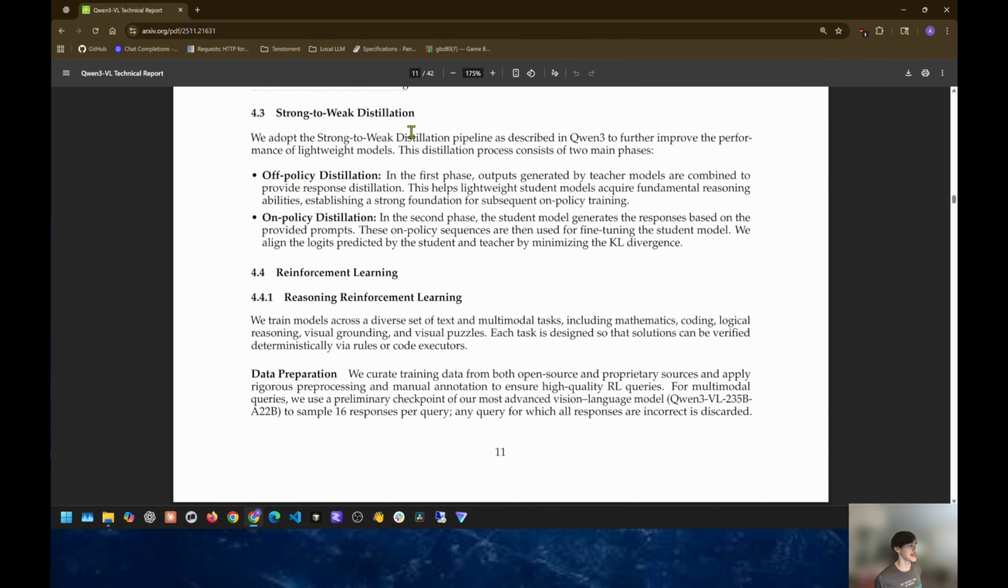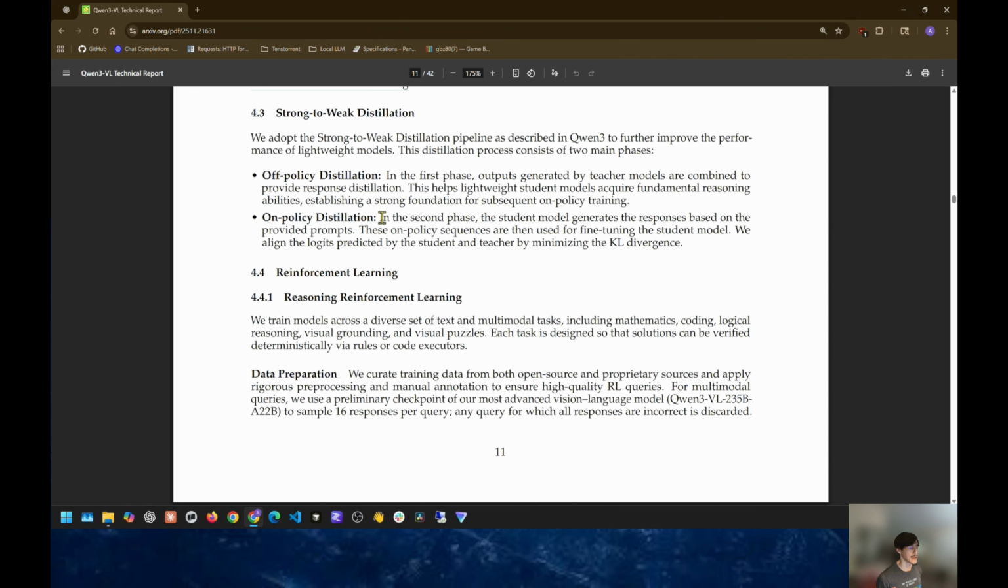Strong to weak distillation. We adopt the strong to weak distillation pipeline as described in Qwen3 to further improve the performance of lightweight models. This distillation process consists of two main phases. Off-policy distillation. In the first phase, outputs generated by teacher models are combined to provide response distillation. This helps lightweight student models acquire fundamental reasoning abilities, establishing a strong foundation for subsequent on-policy training.